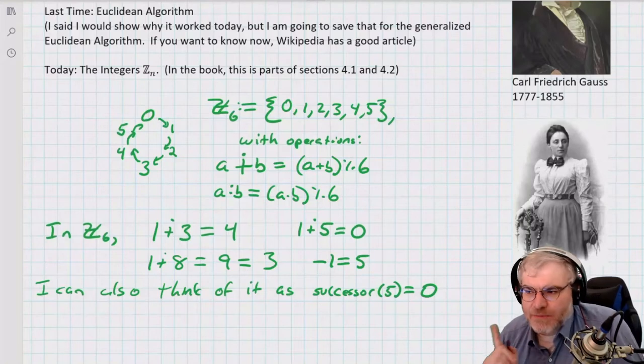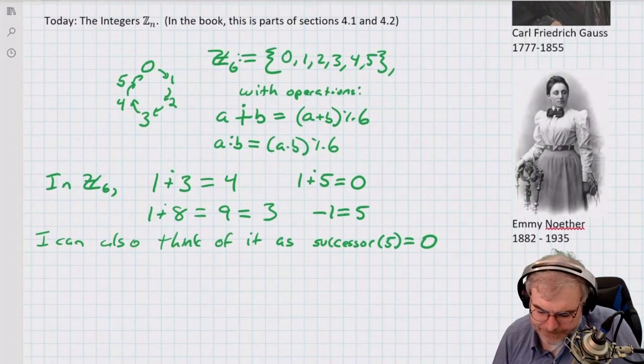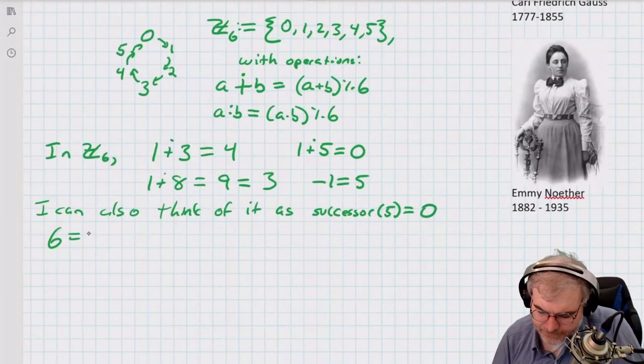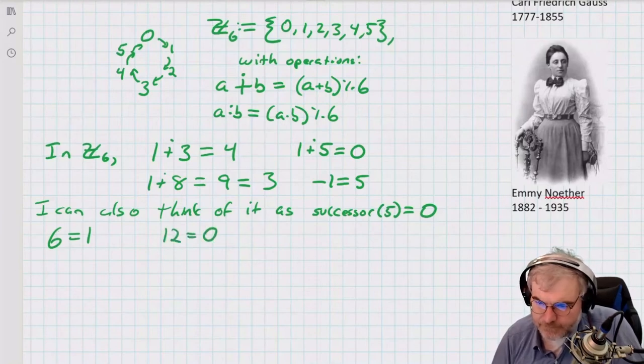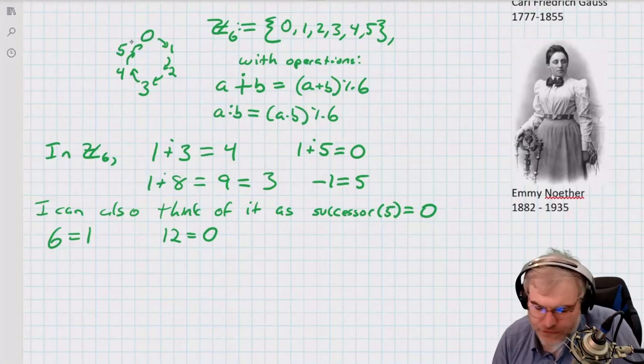Well, it's not impossible to get over 5. It's just that 6 equals 1. And 12 equals 0. Well, why is negative 1, 5? If I go backwards, if I go to the predecessor of 0, I get 5.